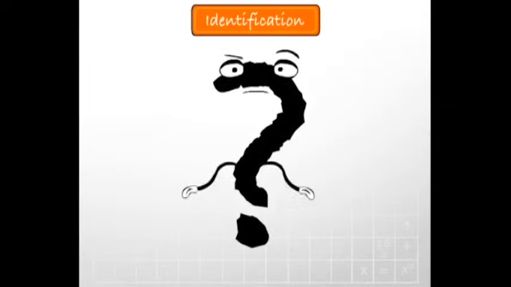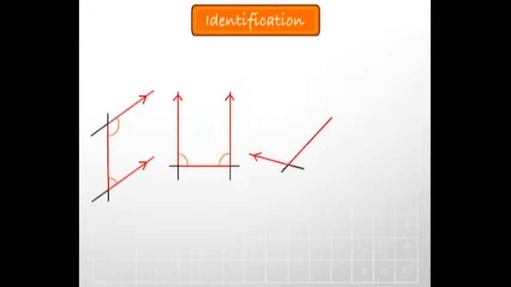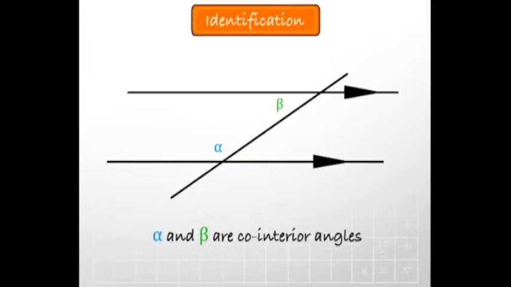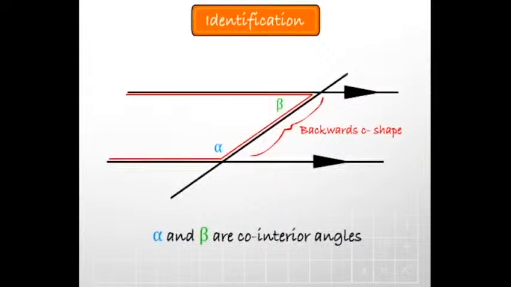The last thing that we need to look at is how do we identify co-interior angles? Co-interior angles can be associated with a U shape or a C shape that is orientated in different positions. So let's look at a few examples to clarify this. If we look at diagram 1, the angles alpha and beta are co-interior angles. These form somewhat of a backward C shape.